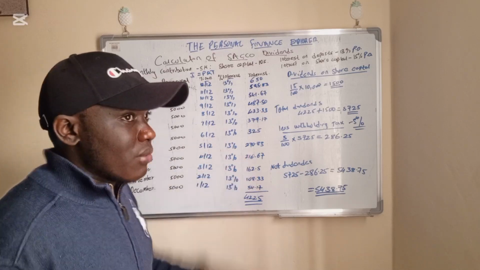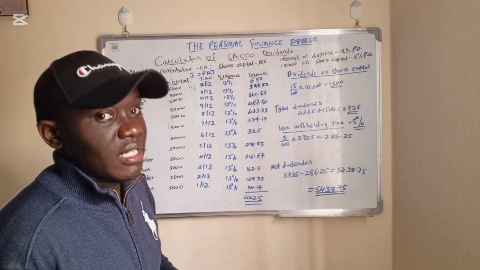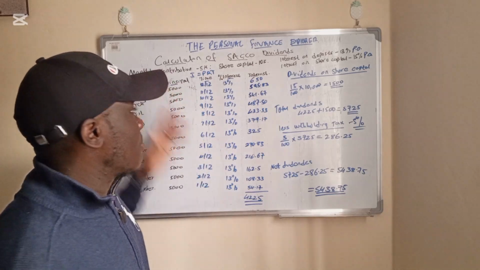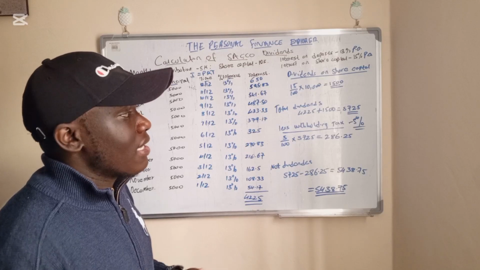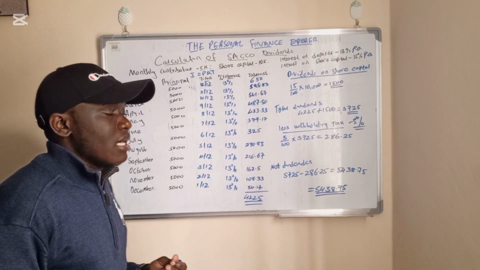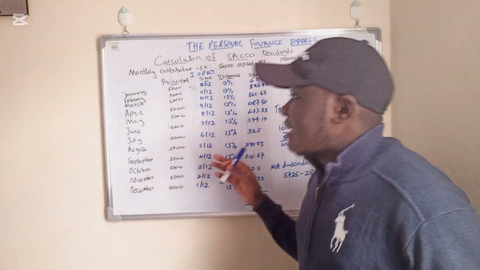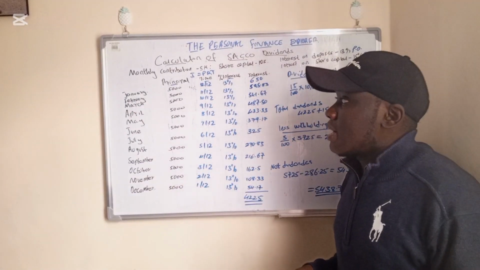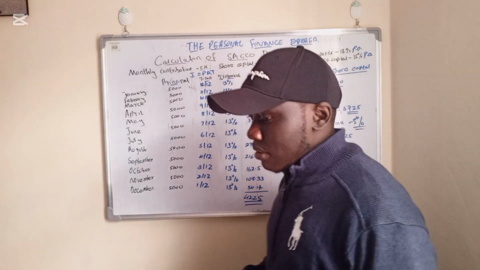So we are in 2025, and that is what you get if you have been contributing 5,000 per month in a SACCO and you had a share capital of 10,000. You can do your maths and compare that with other investments that you have, and see whether your SACCO is the best place that you can place your money.